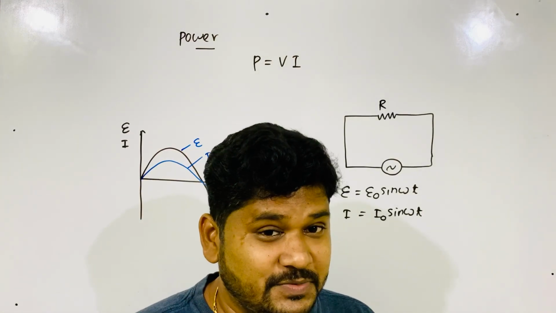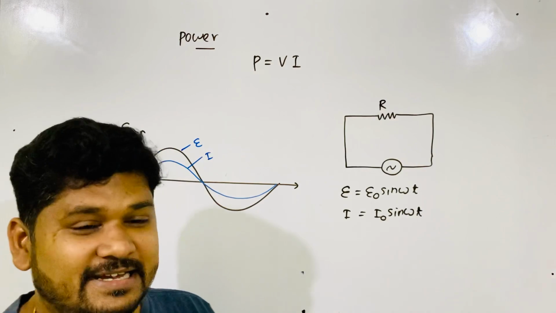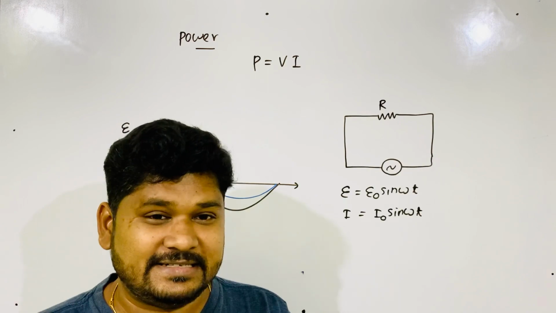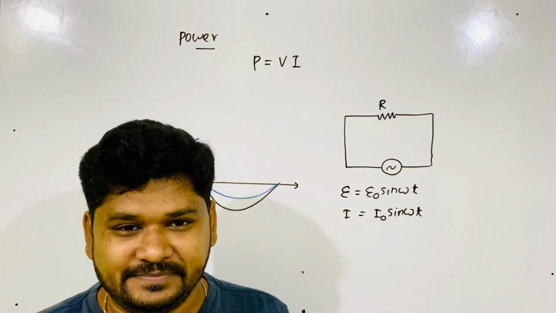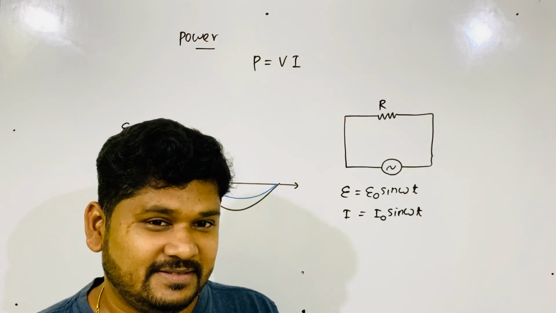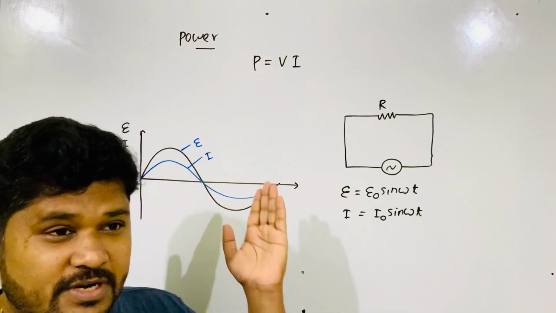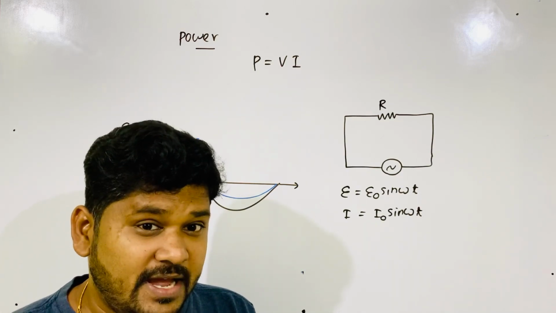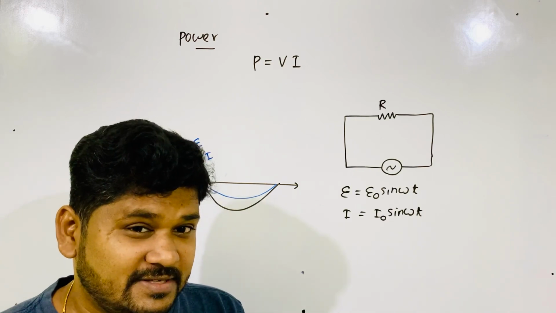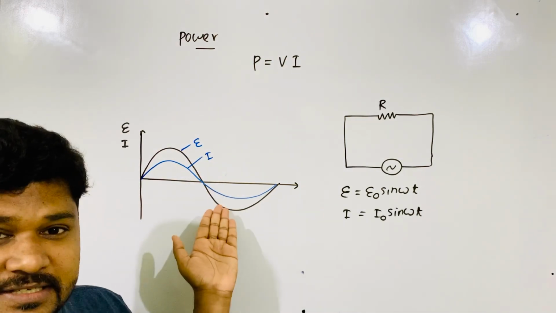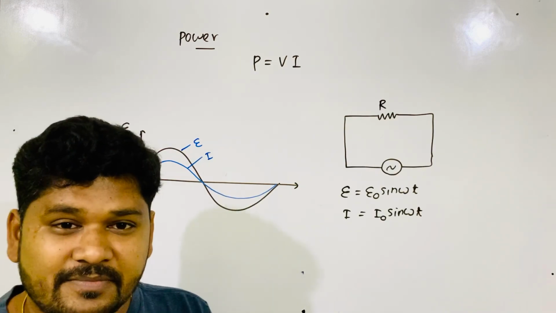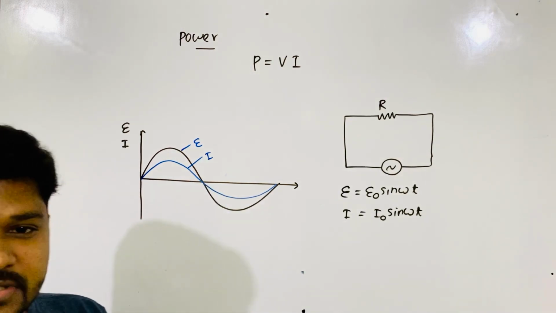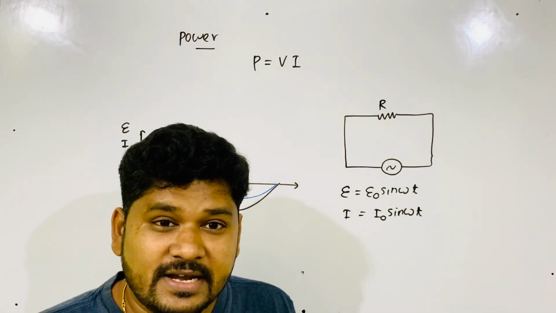Now my question to you: in this circuit, what is the power? What is the electric power here in this circuit? You are now thinking, sir, power is equal to voltage into current, apply this formula here. Yes, I'll apply. But my question to you is, what voltage will I take here? What current will I take? Because every time voltage changes, every time current changes.